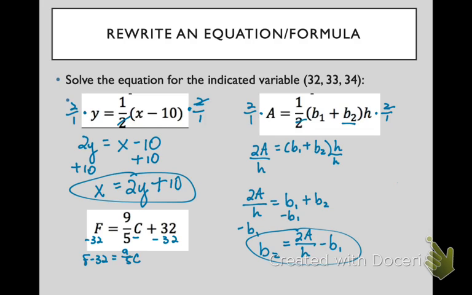To get rid of that fraction, we'll multiply by the reciprocal. We have to multiply everything on the left side of the equation by the reciprocal. So our final answer in terms of Celsius is Celsius equals 5/9 times the quantity Fahrenheit minus 32. So when you are rewriting equations or formulas for an indicated variable, you simply undo the math in the correct order of that indicated variable.